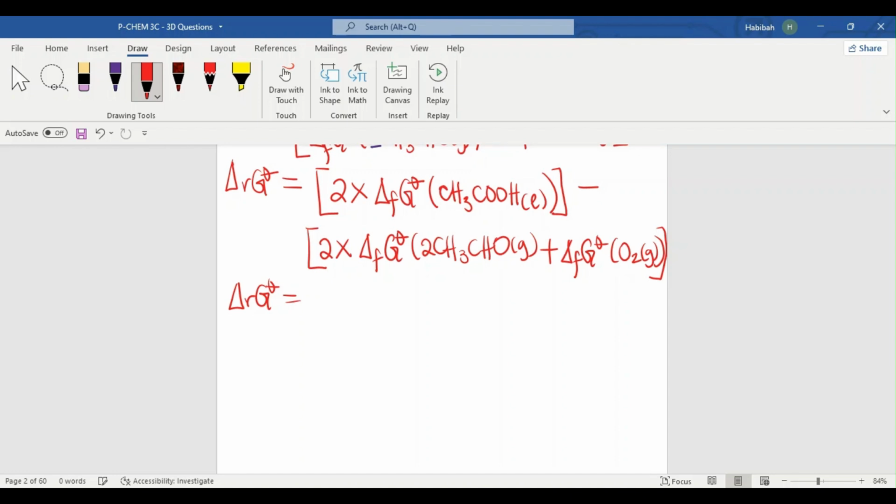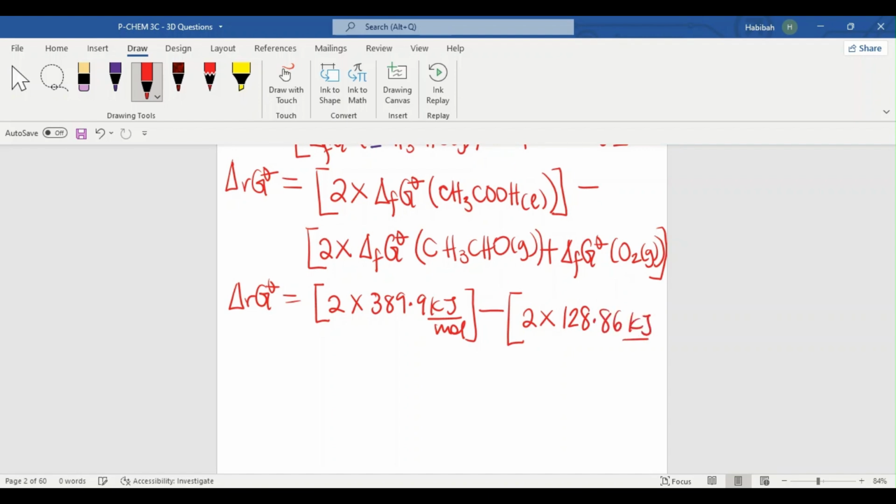So you have this information right here. You have 2 times the Gibbs energy of formation for CH3COOH. According to our research section, we have 389.9 kilojoule per mole, minus 2 times the Gibbs energy of formation for CH3CHO gas. Sorry, this is a mistake. For CH3CHO gas, 128.86 kilojoule per mole, plus the Gibbs energy of formation for oxygen, which is simply 0 kilojoule per mole. So we've done it for the second one.